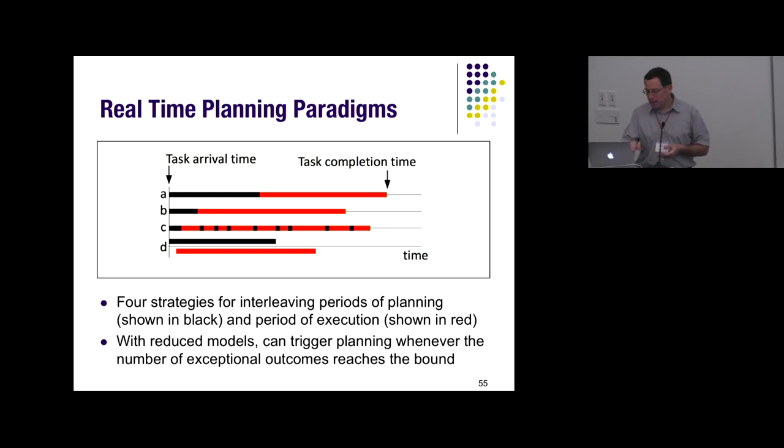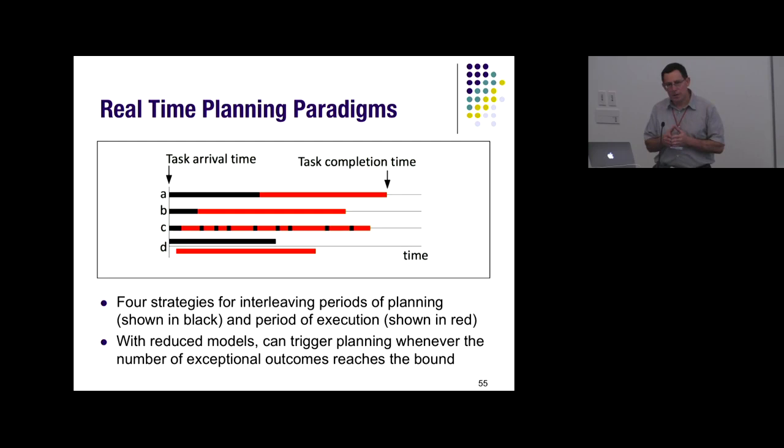The next model is something that we actually have implemented, and it's not that hard to do with LAO star. It's an interesting idea. Your planning is running uninterrupted, continuously, and does not stop until it finds the optimal solution. Meanwhile, a small amount of time after the initial planning process starts, you start executing plans.